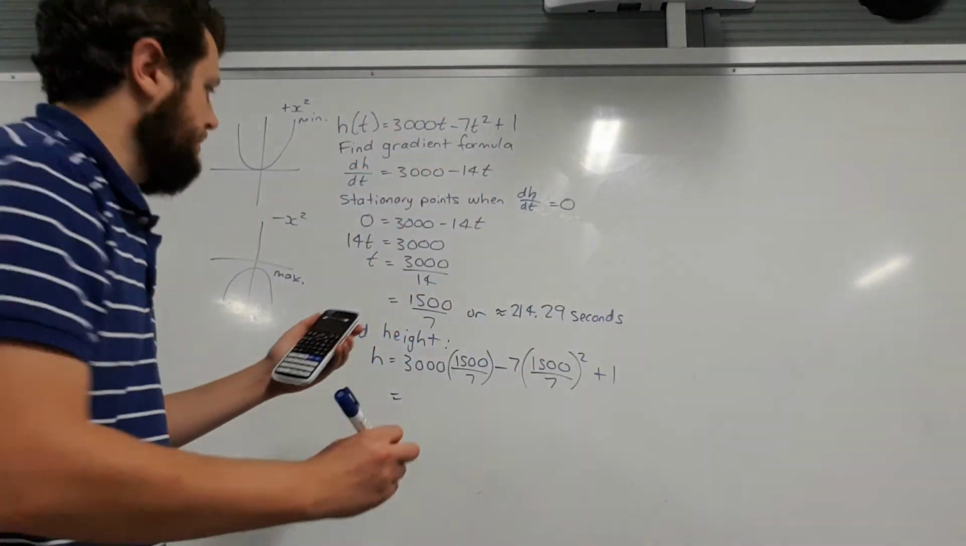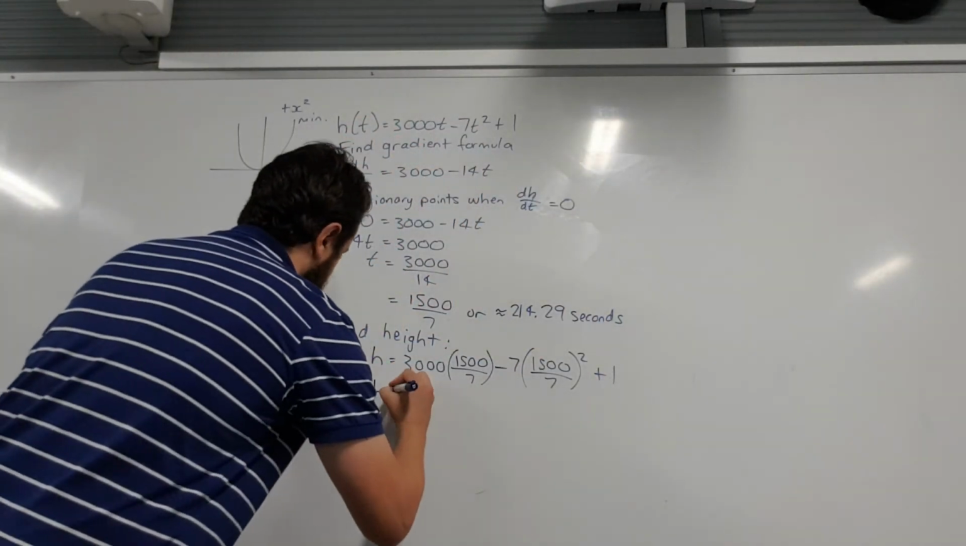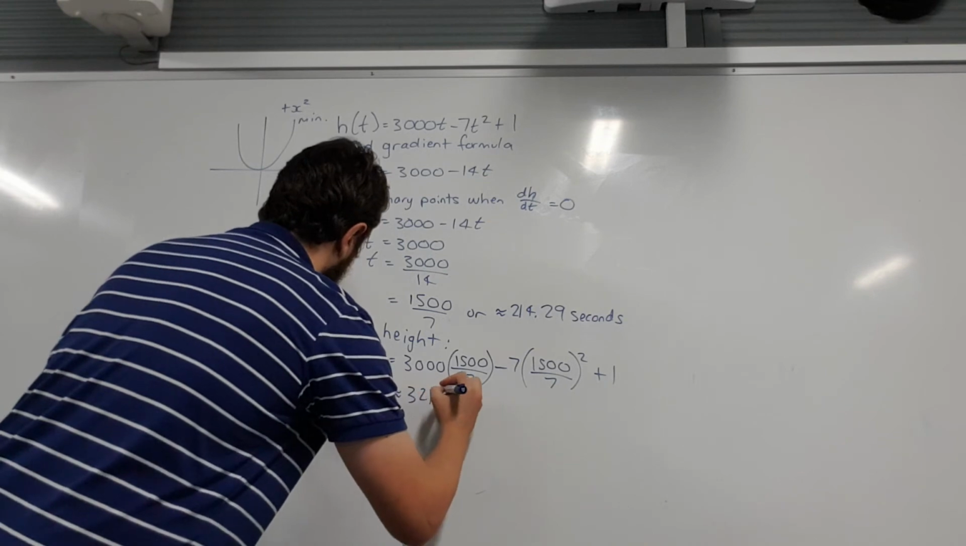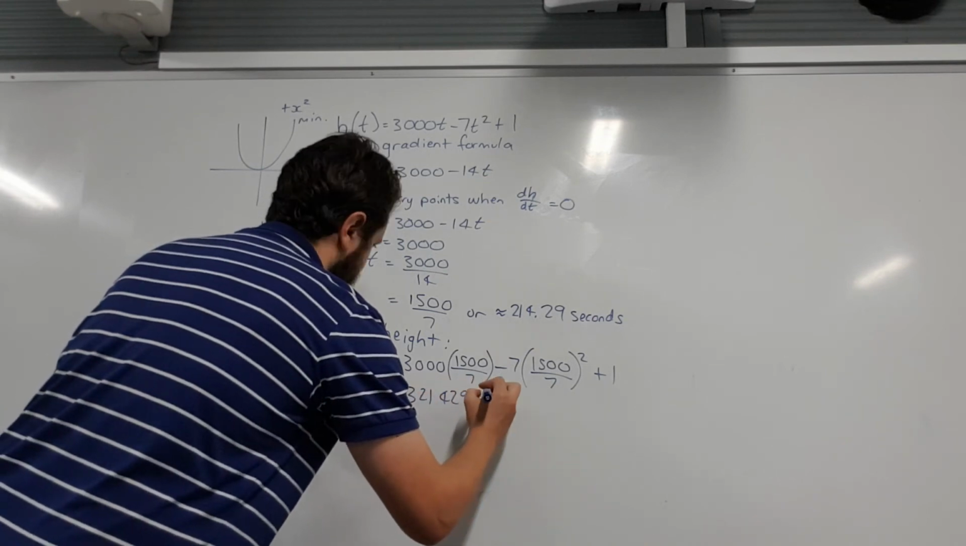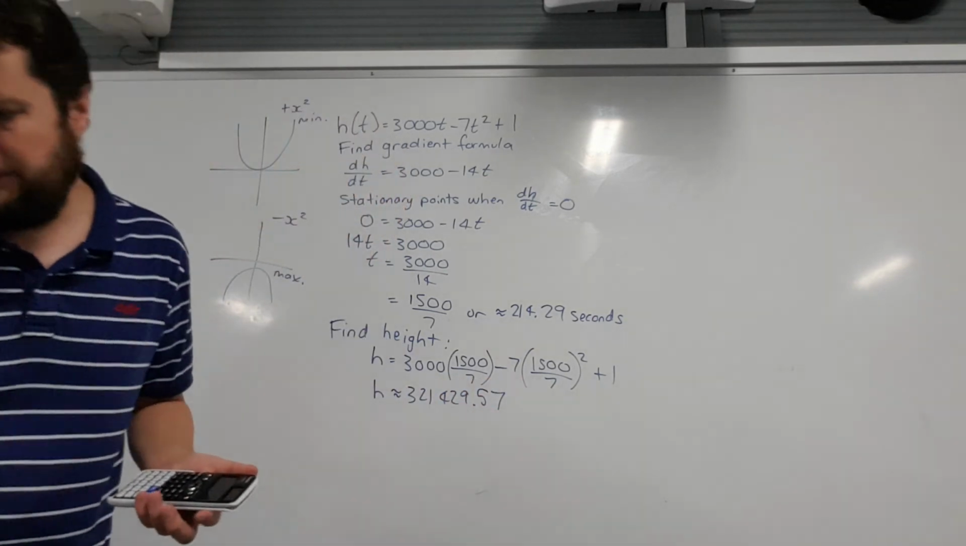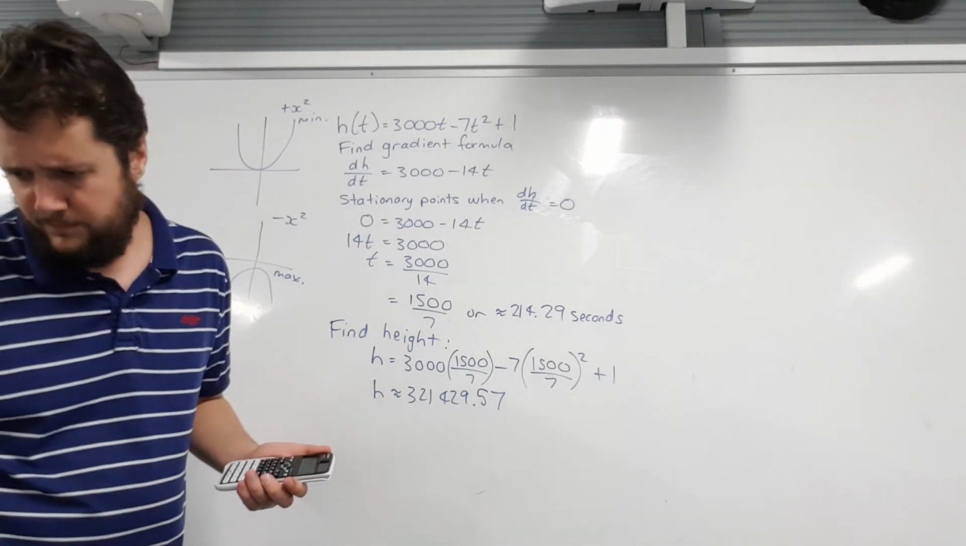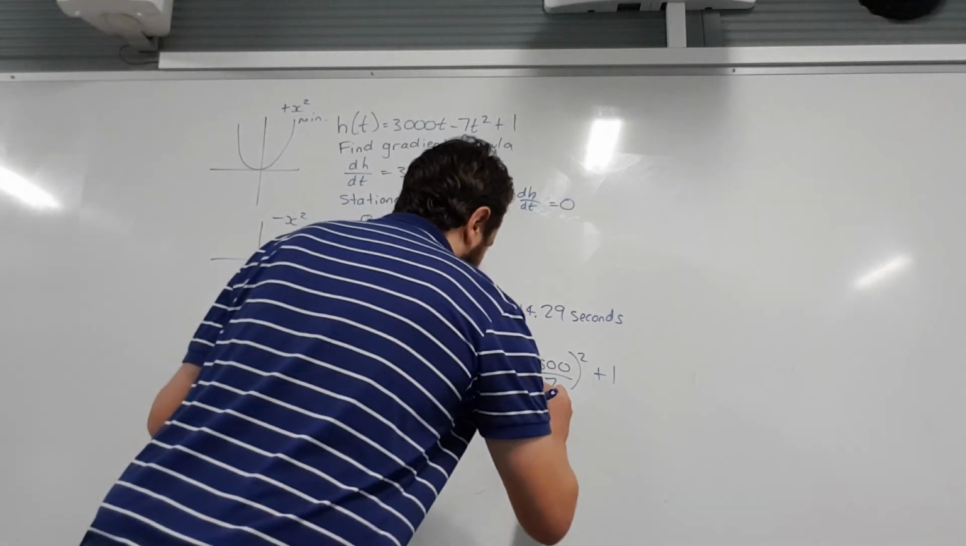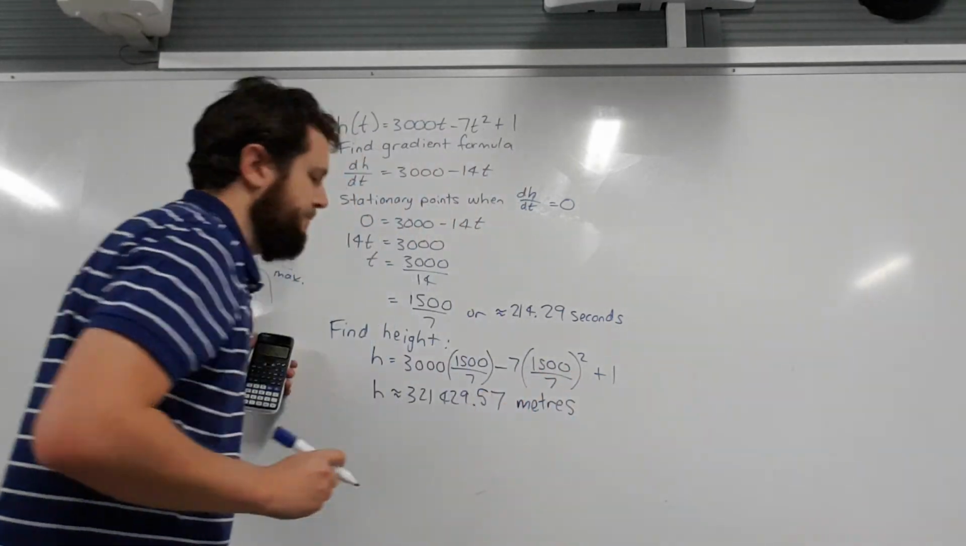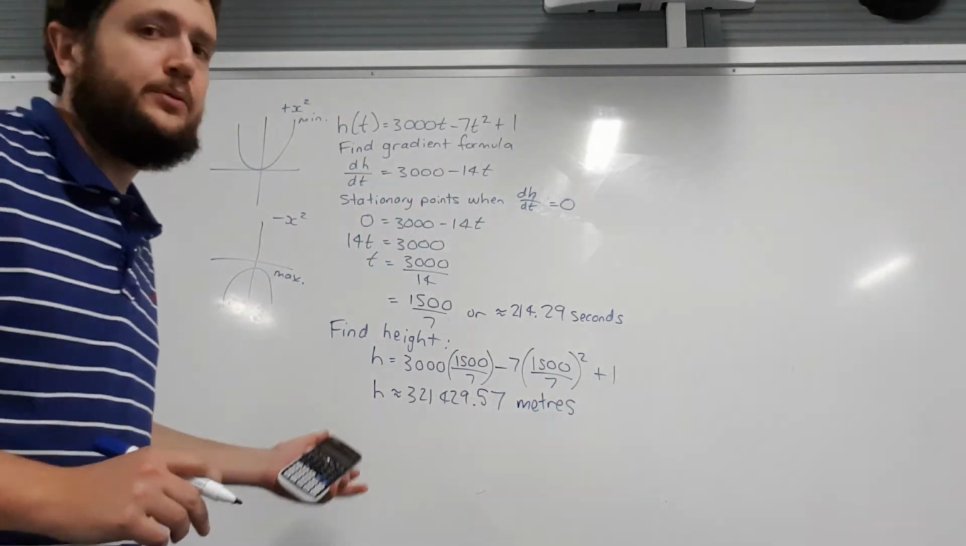All right, so the height is approximately 429.57. Now we're dealing in meters, weren't we? Meters. So it's 321,000 meters off the ground. Put that in a sentence.